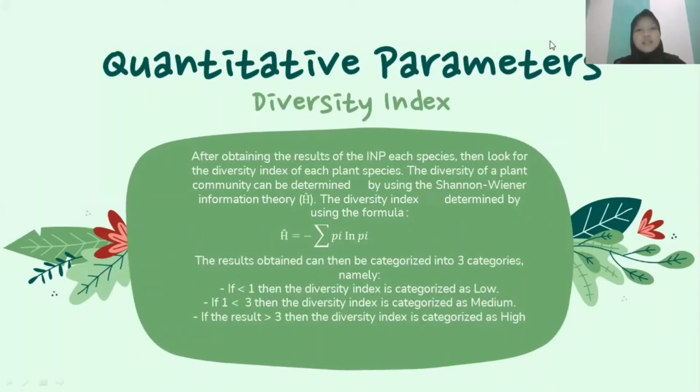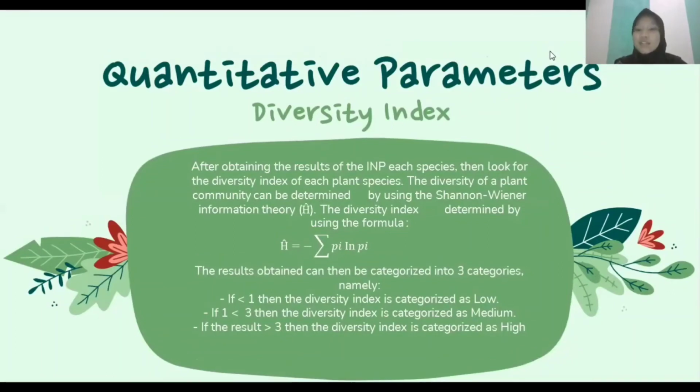And the last one is the diversity index. After obtaining the results of the INP of each species, then look for the diversity index of each plant species. The diversity of a plant community can be determined by using the Shannon-Wiener information theory. The diversity index is determined by using the formula below, and the results obtained can then be categorized into three categories, namely below.